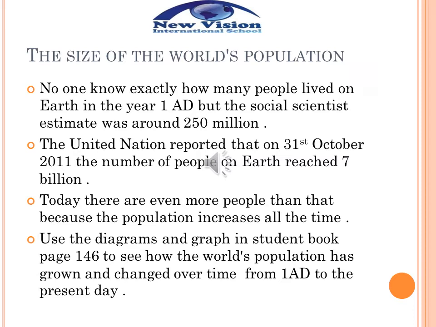Try to use the diagrams and graph in student book page number 146 to see how the world's population has grown and changed over the time from the first year of AD to the present day. And you will note that there are some points on the map. Each dot represents 100 million people.